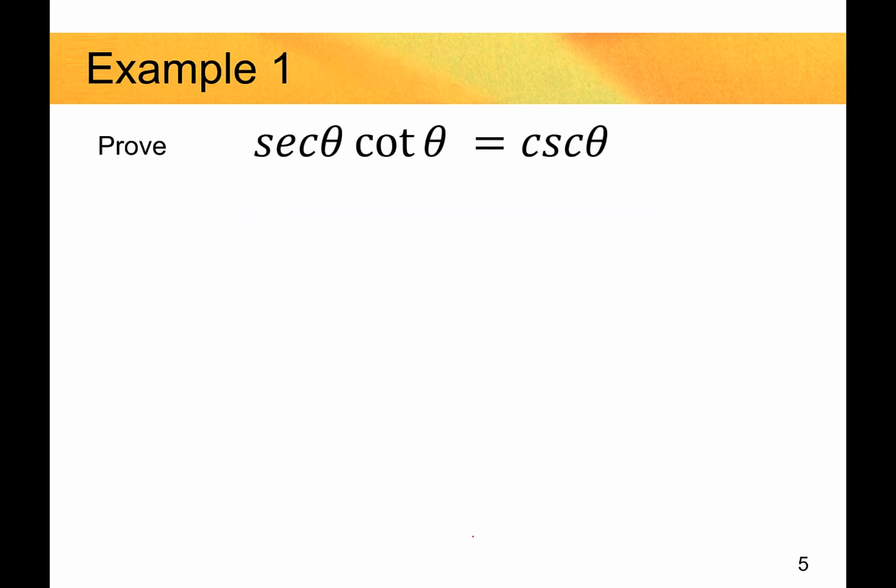Let's do an easy one here, just for starters. Is it true? Can you prove that secant theta multiplied by cotangent theta is equal to cosecant theta? This is really similar to what we've done in chapter 1. I'm going to prove it by showing that the right side and the left side are the same thing. We learned in chapter 1 the easiest way to do it is just to convert things into sines and cosines, since those are our basic forms. So secant is 1 over cosine.